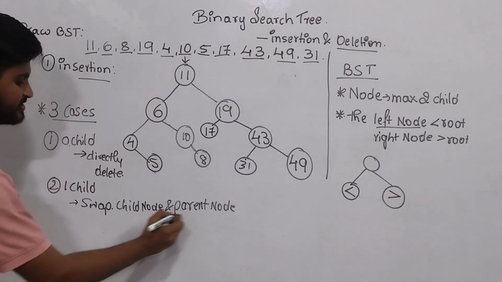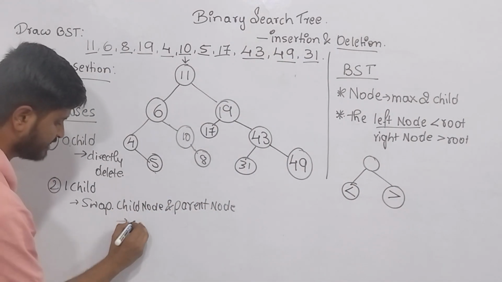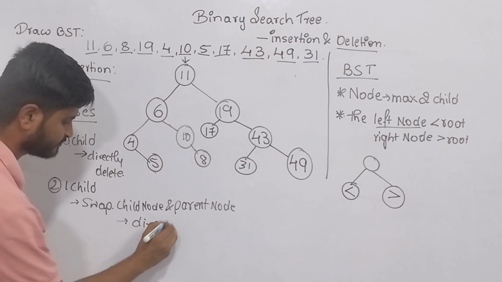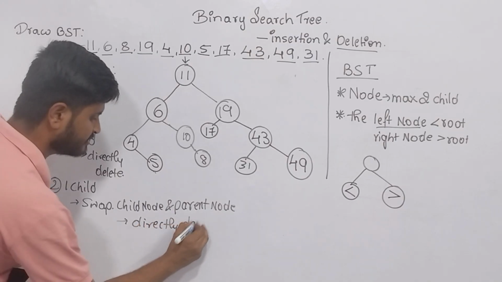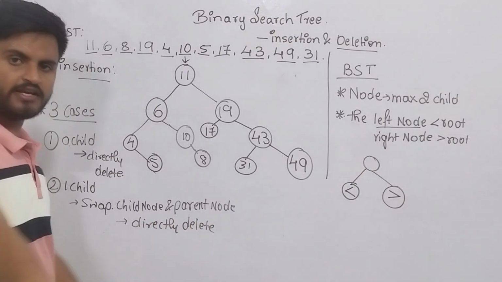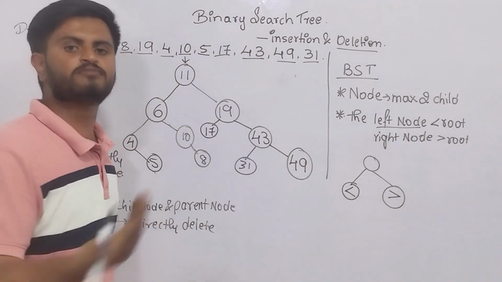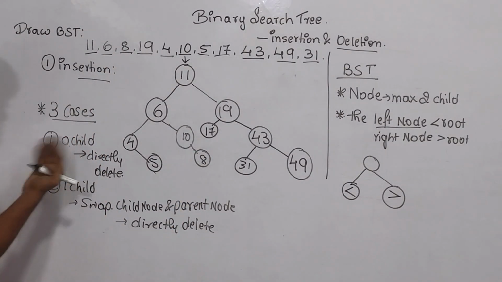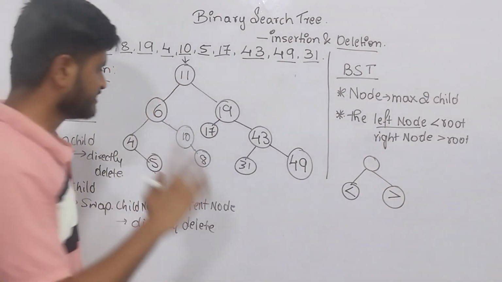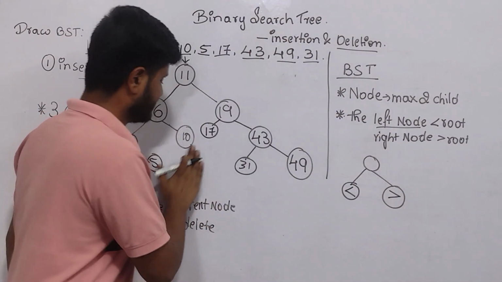So swap the child node and the parent node and directly delete. Why can I directly delete? Because 8 has become the leaf node. Leaf node means 0 child. 0 child means directly delete. So I will delete directly.